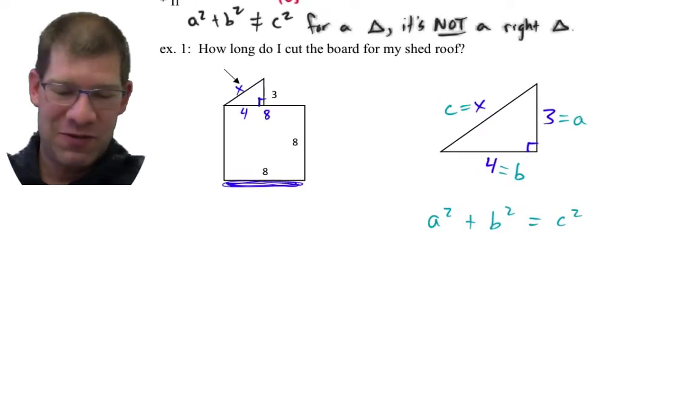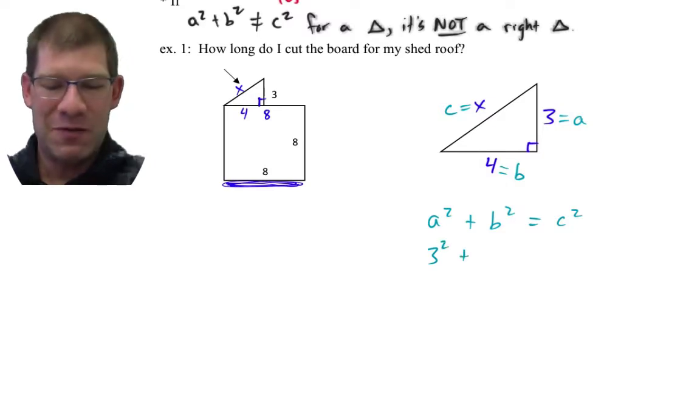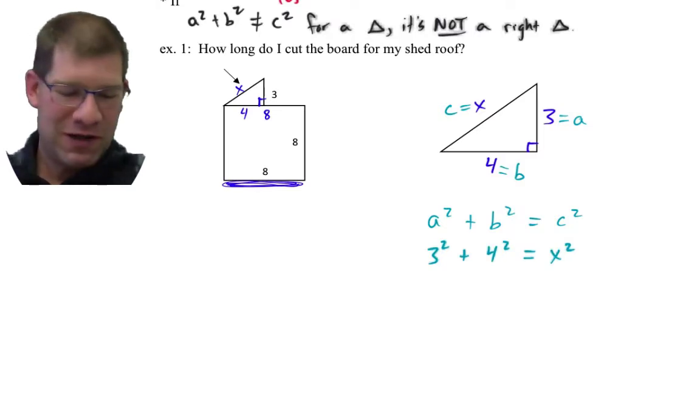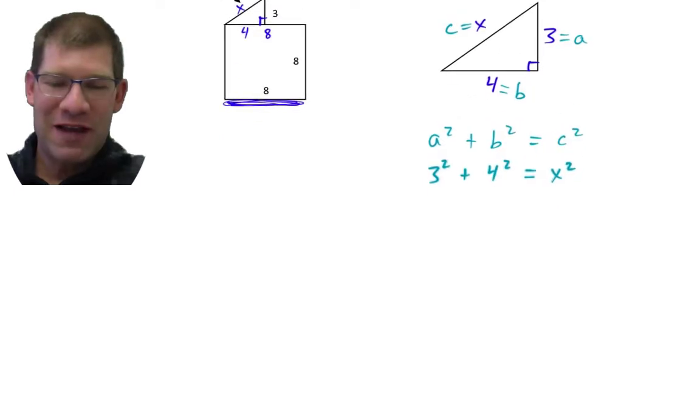So all right, I have A is going to be 3. So I put a 3 right in there for A, and I get my 3 squared. Plus B, we copy down the 4, so that's 4 squared. And C then is my unknown, so I have x squared.